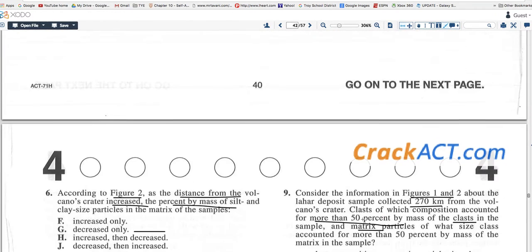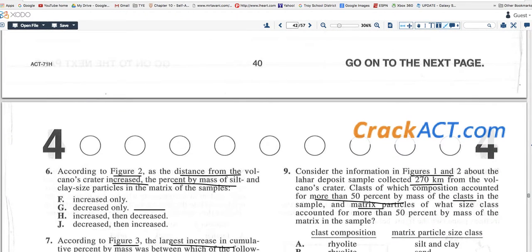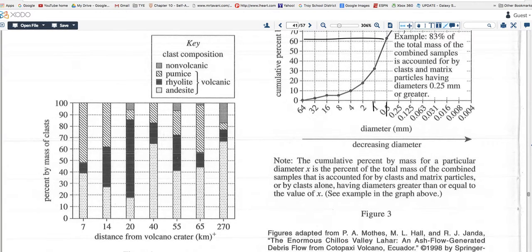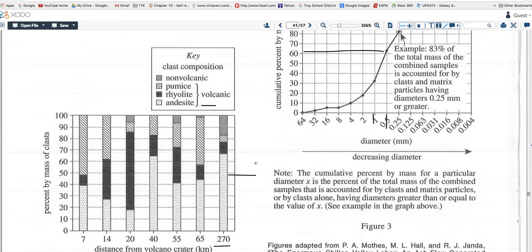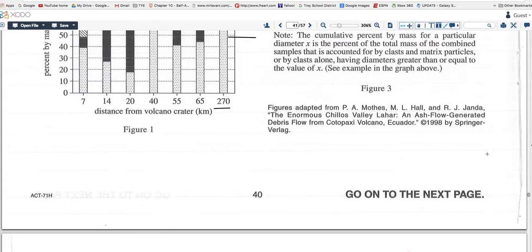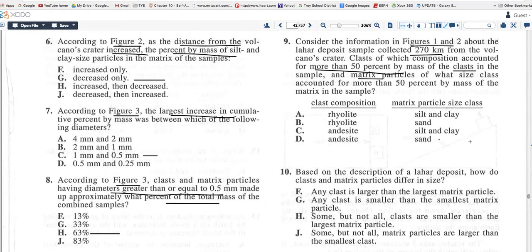Okay. So what are they asking for? They're saying figures 1 and 2 at site 270 kilometers. Which one is more than 50%? That's really all they're asking for. So figures 1 and 2, I'm going to 270, which is right here. Which one's more than 50%? Andesite. Good. It's this dotted one, andesite. Okay, next one. I'm going to go to 270. I'm looking at which one at 270 right down here. Which one's more than 50%? Sand. Good. It's sand. So it's andesite and sand, which is D.